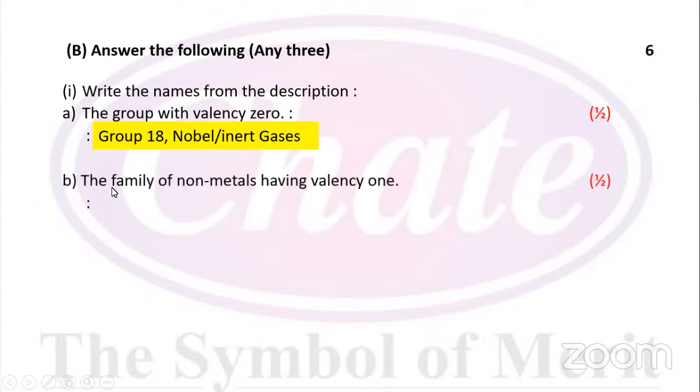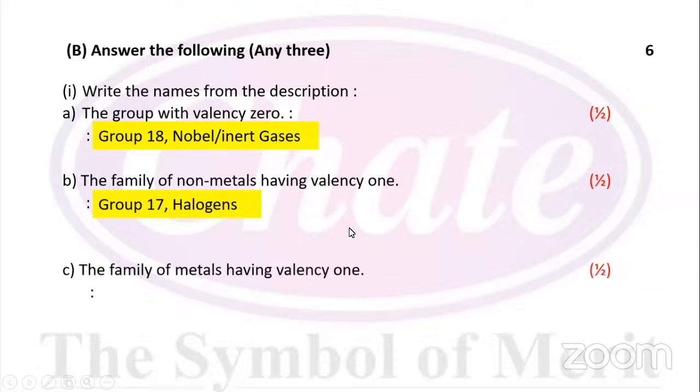Okay. Next question. The family of non-metals having valency 1. So here we want to know the family of non-metals. Remember, the word is non-metal. So it is group 17. It is the halogens. That means we are talking about fluorine, chlorine, bromine, iodine, these kinds of elements. Okay, they have valency 1.